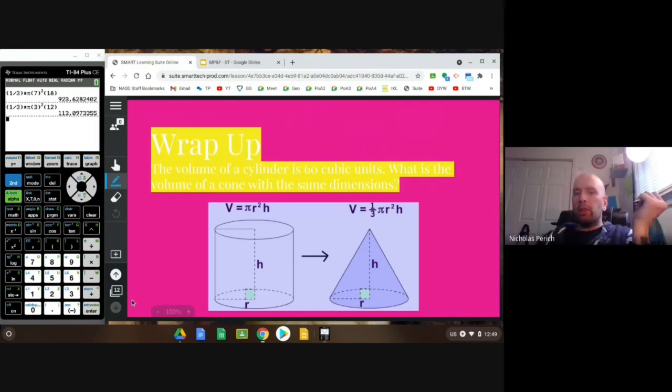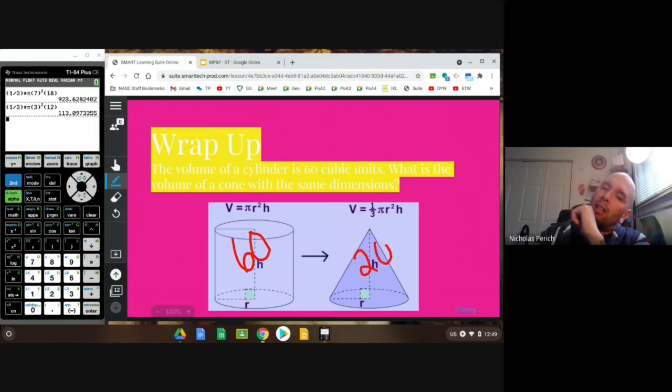Let's finish by doing this problem. Let's end the day by doing this wrap up because I like it. The volume of a cylinder is 60 cubic units. So this is the cylinder. Remember, the volume of a cone is 1/3 of that. So what is the volume of a cone with the same dimensions? Take 1/3 of 60 and you will get 20. You know what? I probably should have let you guess, but I was so excited that I just did it myself without thinking. Silly me.